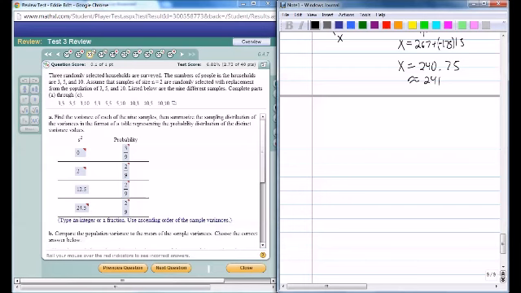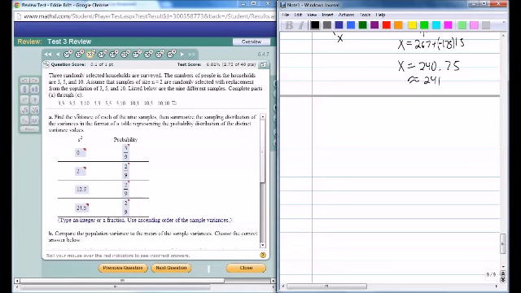Alright, 3 randomly selected households are surveyed. The numbers of people in the household are 3, 5, and 10. Assume that samples of size n equals 2 are randomly selected with replacement from the population 3, 5, and 10. Listed below are the 9 different samples. You're taking 2 of these with replacement. So if you had these 3 numbers in a hat and you drew out one and then you put that number back and you drew out another, these are the different samples you could have.